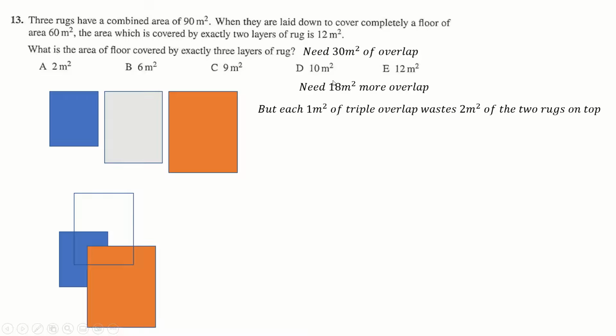So if you're looking for 18 meters squared more of overlap, you actually only need 9 meters squared. There's that triple overlap because you waste 9 from, say, the orange rug and then 9 from the see-through one as well. So that gives you 18. So just 9 meters squared of triple overlap will do it, and you have the answer.